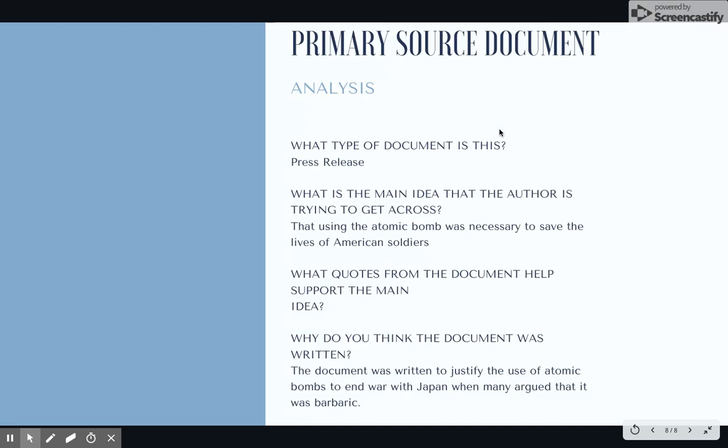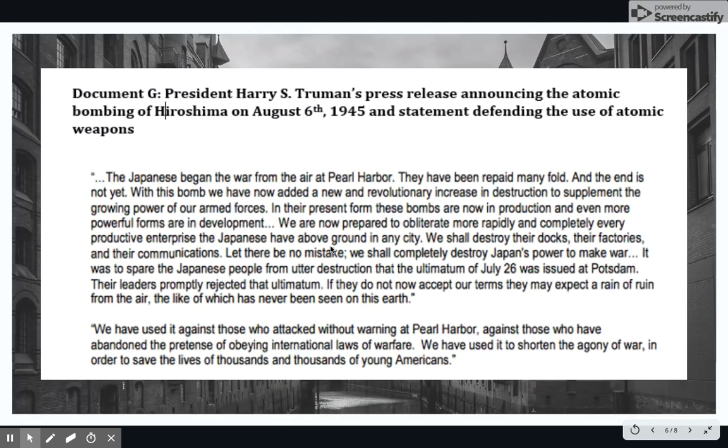So the main idea was that using the atomic bomb was necessary and to save the lives of American soldiers. So we see that with this title, defending the use of atomic weapons. And we also see it down here in this last little section where he really does defend the use of the atomic weapons.